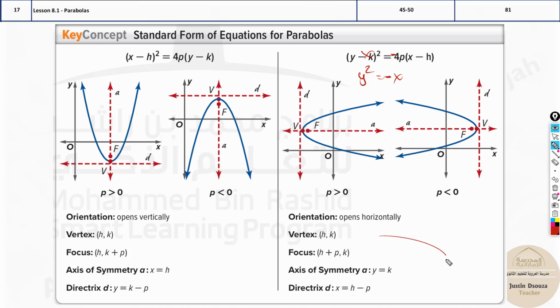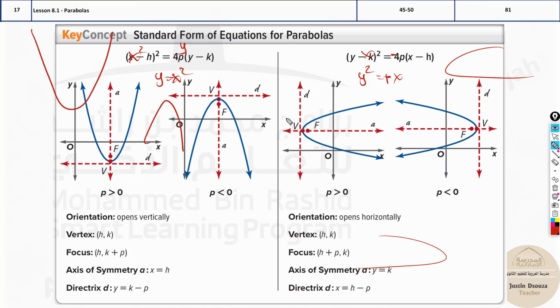Then it opens up left side like this. If this was positive, then it would be right side. Same thing here. Just focus on x squared. Sorry, yes, this is x squared. And over here we have y. So it is y is equal to x squared. Now, if it is positive, it opens upwards. Negative means it goes down.